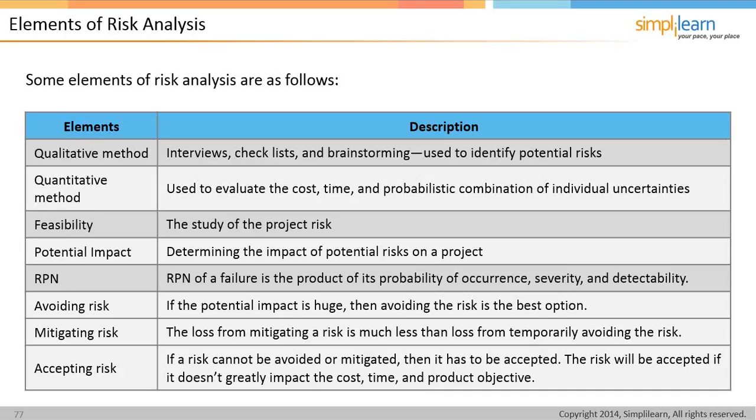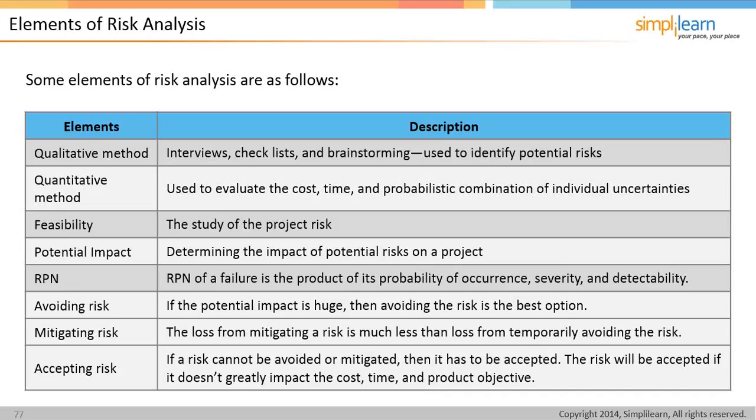You've got that RPN, or the risk priority number of a failure, which is the product of its probability of occurrence, severity, and detectability. We've got avoiding risk, which if the potential risk impact is huge, then avoiding the risk is the best option. Something you and the team will have to decide, and the sponsor possibly as well. Mitigating risk, the loss from mitigating a risk is much less than the loss from temporarily avoiding the risk.